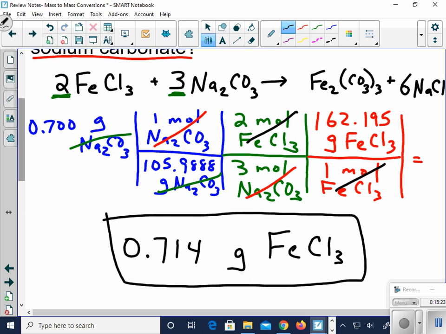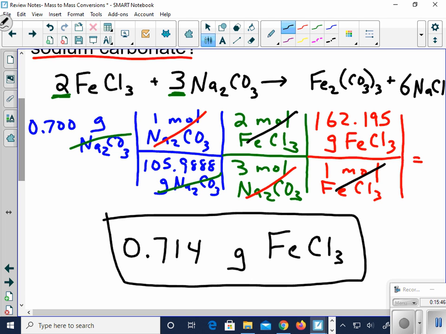So if I have 0.700 grams of sodium carbonate, that will react with 0.714 grams of iron-3 chloride. The exact amount. We okay with that so far?